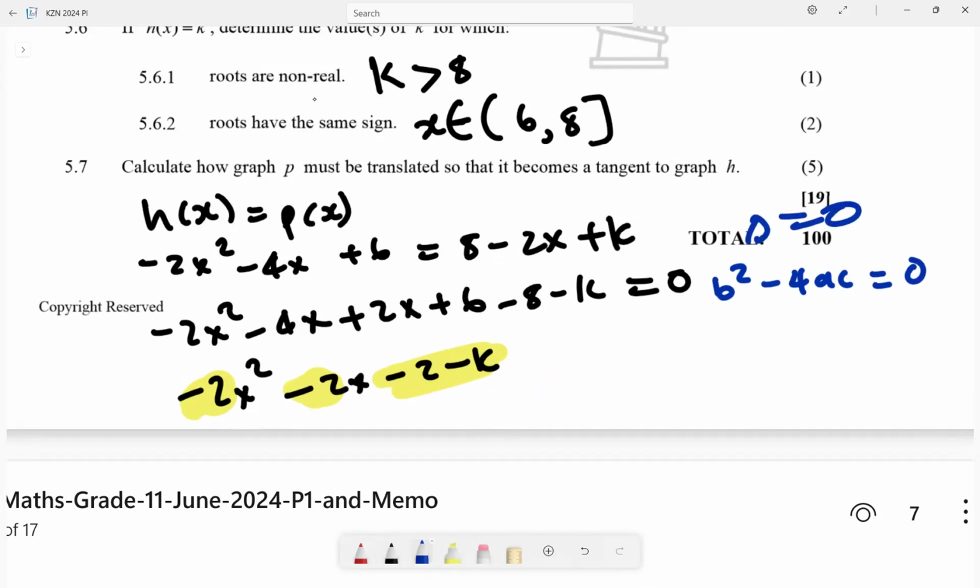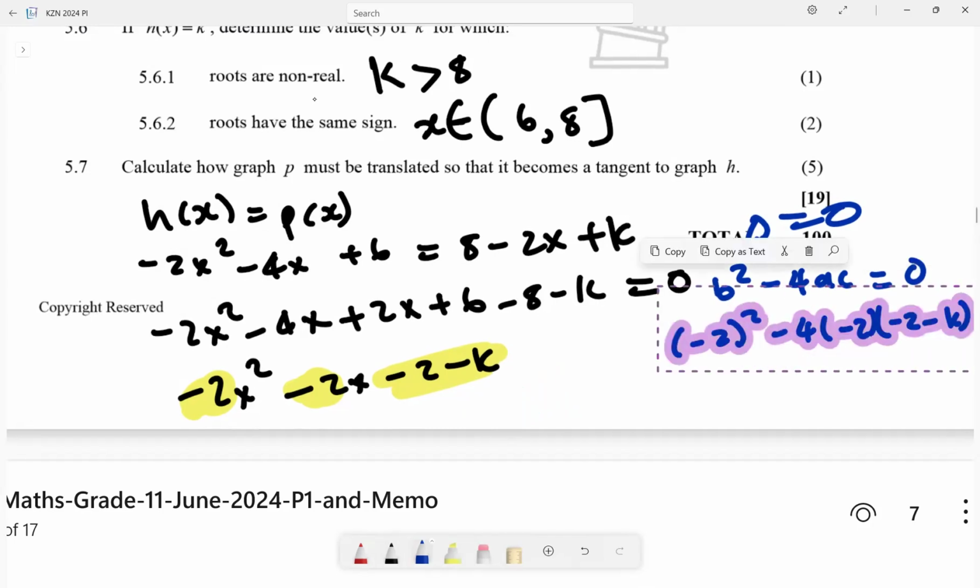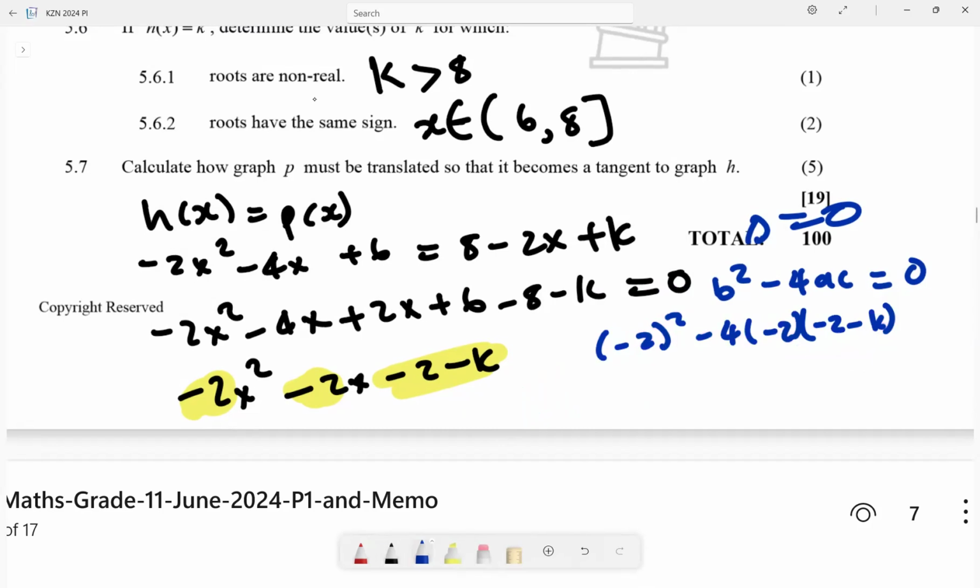So what is b squared? B squared is negative 2 squared minus 4. What is a? A is negative 2. C is everything: negative 2 minus k. It will be equal to 0. Let me simplify this. It will be 4 minus negative 4 multiplied by negative 2 multiplied by negative 2, which is negative 4 times 4, negative 16. Negative 4 multiplied by negative 2 is 8, multiplied by negative k, negative 8k.